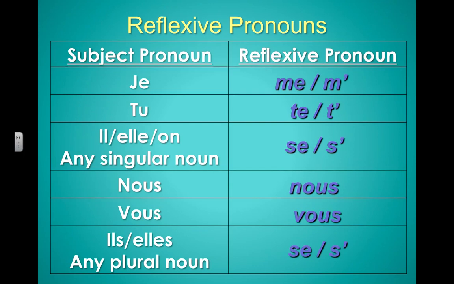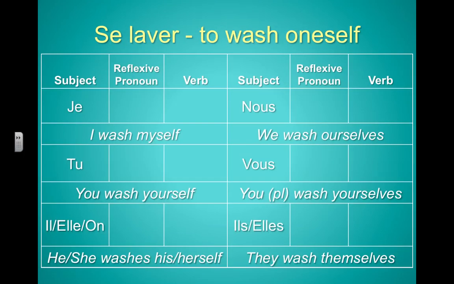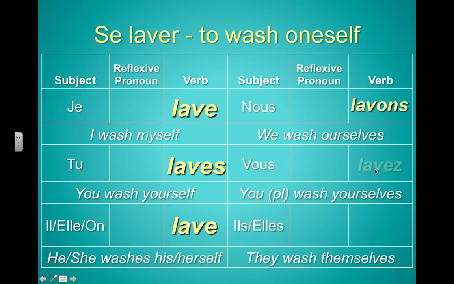So let's look at a whole conjugation of a verb and we'll see how it works out. If we take the verb se laver, which means to wash yourself, okay? So the first thing you want to remember is laver is an ER verb, which means that my endings are e, es, e, ons, ez, and ent. So then we have to add in our reflexive pronouns.